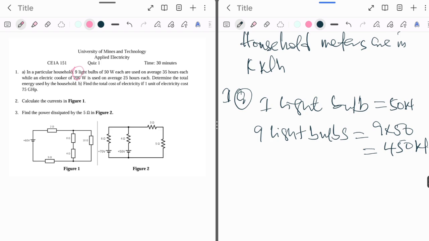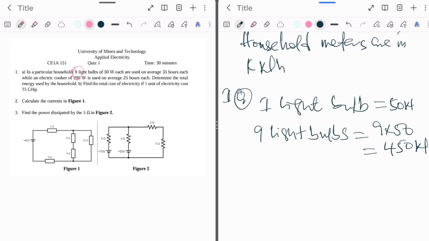Now we continue with this question. We have 9 light bulbs of 50 watt each used on average 35 hours each. So before we do this, we can calculate the energy. You can see that the 9 light bulbs are being used on average 35 hours each. So we can calculate the energy here.